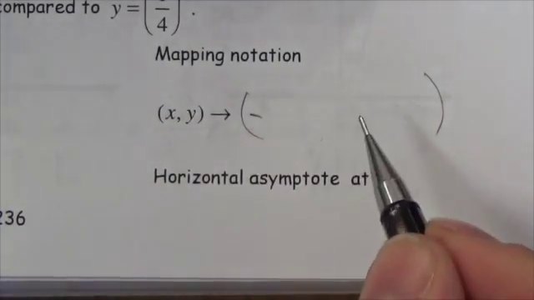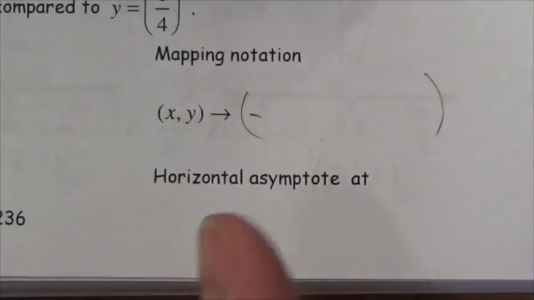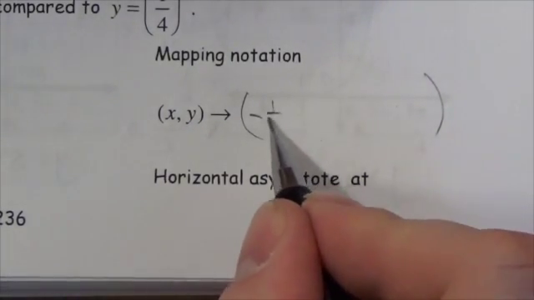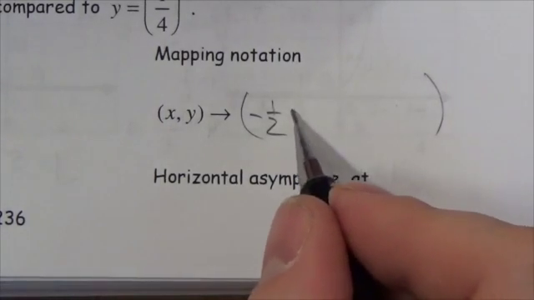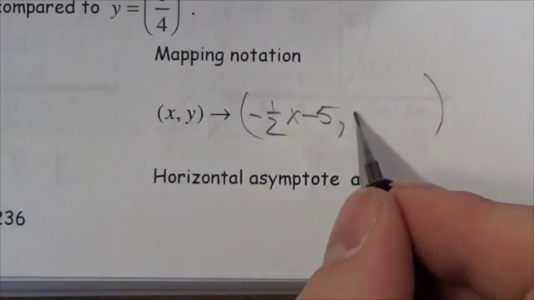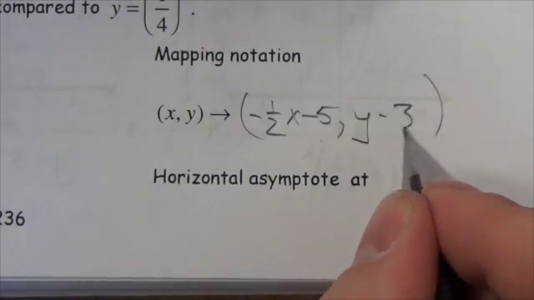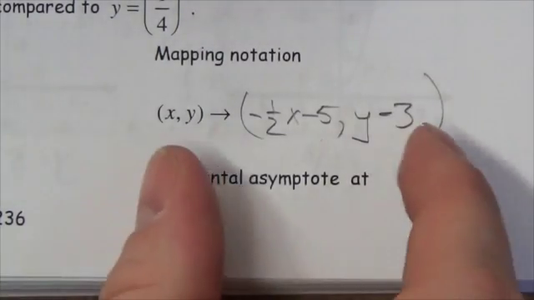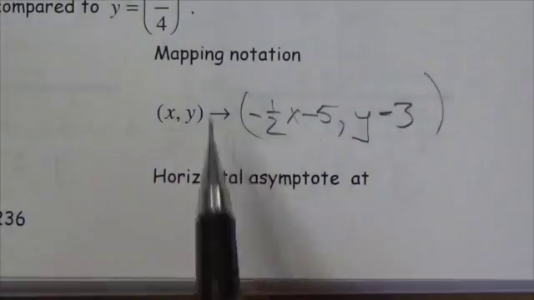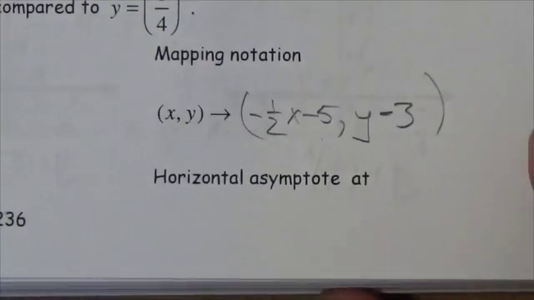So, a horizontal reflection over the y-axis. Horizontal stretch by a factor of 1/2 means I'm multiplying x by 1/2. And then 5 to the left means subtract 5. Vertical translation 3 down means I'm subtracting 3 from the y coordinates. Now remember, when I list the transformations, I'm really describing what that image point is doing.